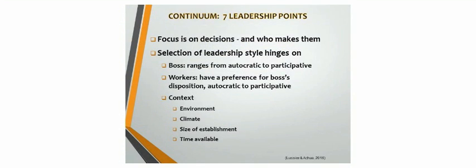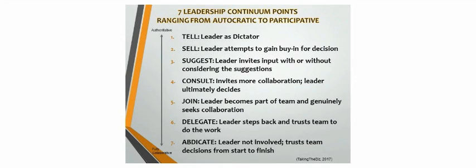Next, Tannenbaum and Schmidt's leadership continuum theory moves along a spectrum from leader-centered authority to subordinate-centered leadership. The focal point of the leadership continuum theory is the decision maker, who decides why. Variables must be taken into consideration. The boss can be autocratic or participatory in leadership style based on his or her personality. Leaders must account for the wishes of the subordinates in terms of leadership. Do they want a dictator or a facilitator? The context and time involved must be considered.